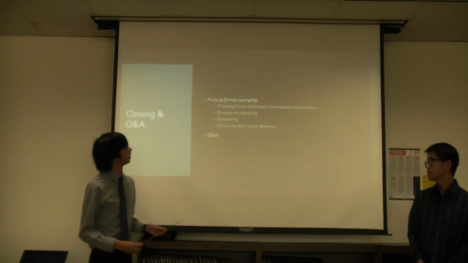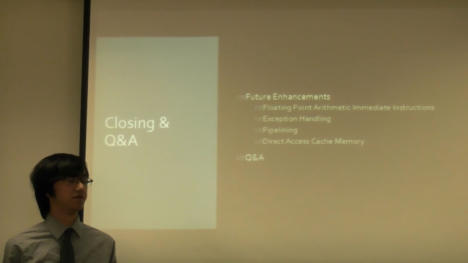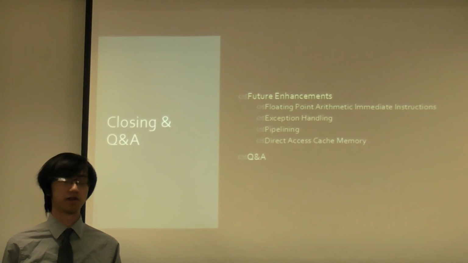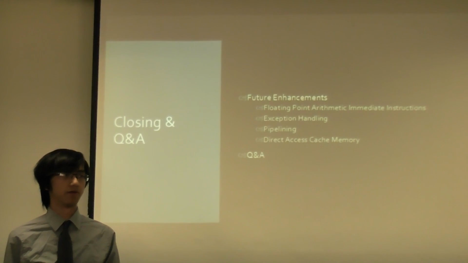Another feature enhancement we'd also like to do is exception handling. Dealing with floating point, there are a lot of times where you could do something illegal, like not a number. You don't want to be using a floating point value that's not a number. It could cause catastrophic things to your program. So we wanted to add a way to provide information to the programmer to notify what exactly went wrong in the processor so that the program or the OS can handle it.